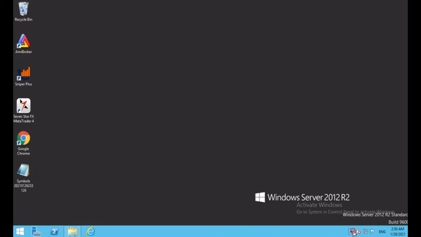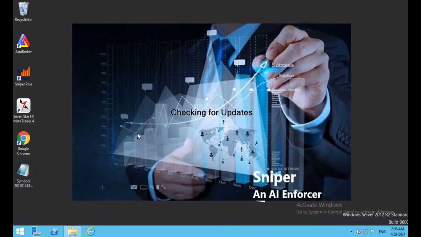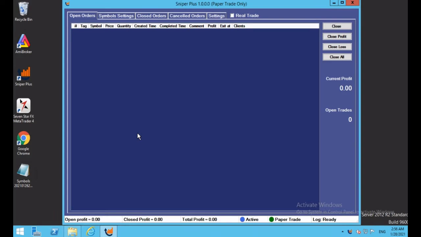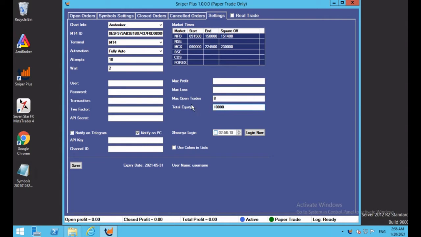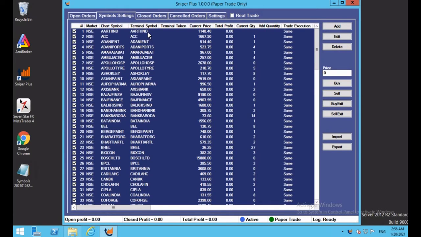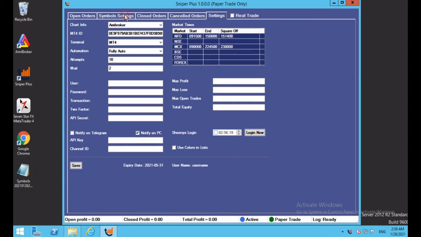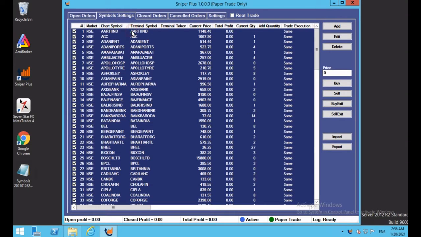First click on the Sniper Plus, click on yes. Now checking for the update. In the earlier video we discussed the money management things, the basic configuration and dynamic position sizing. Now in this video we are going to discuss the auto quantity feature.